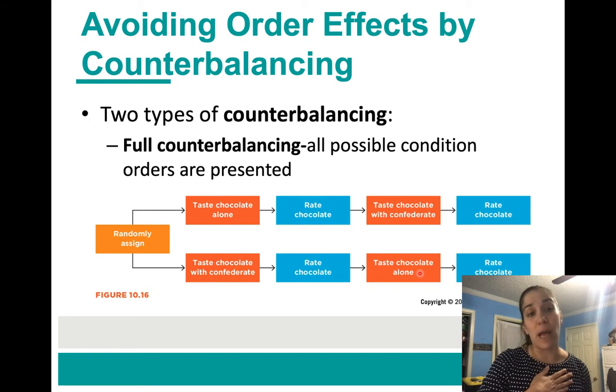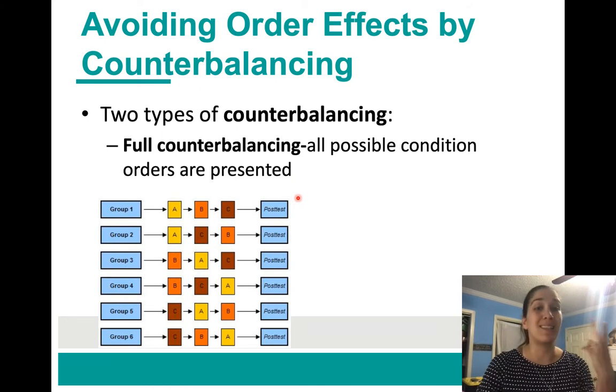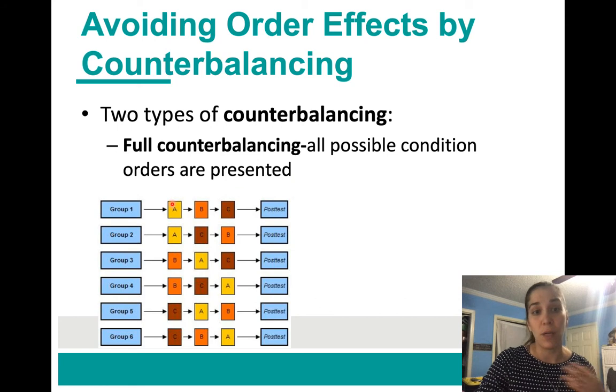So this is called full counterbalancing, where all possible condition orders are presented. And it's really easy when you only have two levels of your independent variable. But if you have three, it becomes complicated, right? So you go from having two groups to six groups. It's exponential, where first you expose to level 1, level 2, then level 3.